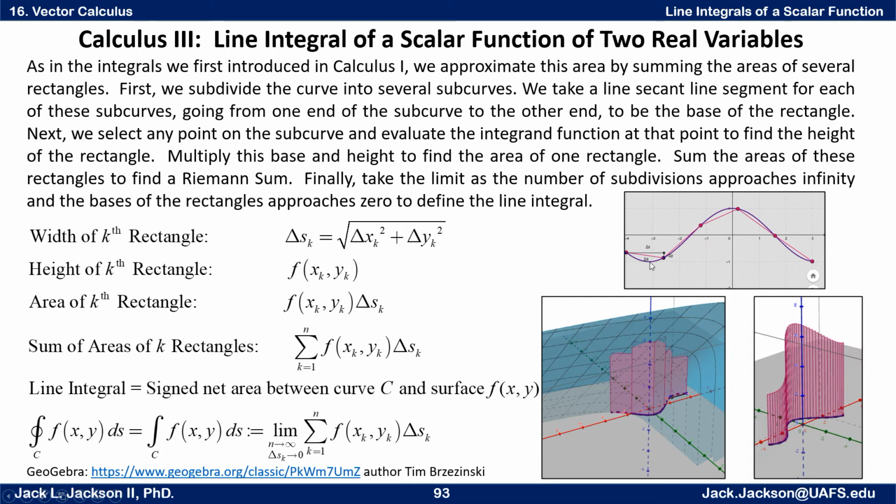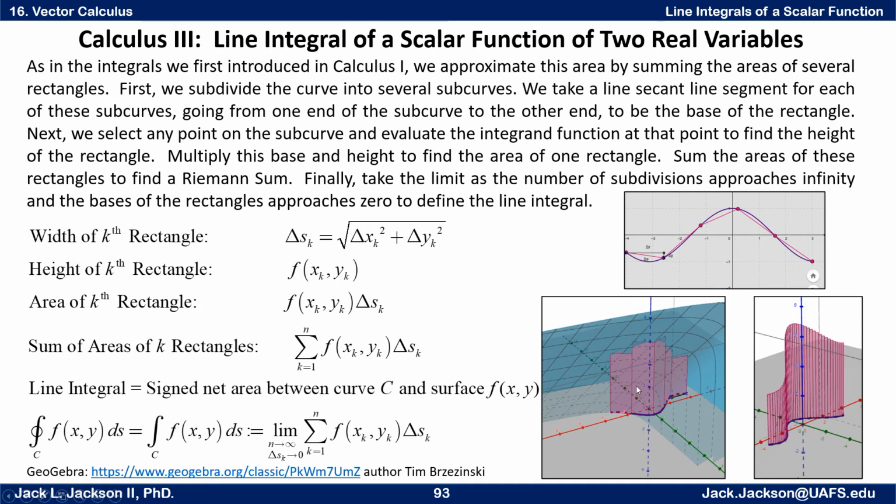So you have a point 1 here, which is x1, y1, a point in here somewhere that's x2, y2, and you take f of that to be the height of the kth rectangle. Multiply those two things. Now you have the area of the kth rectangle. So here you can see the 5 rectangles corresponding to these 5 pieces here.